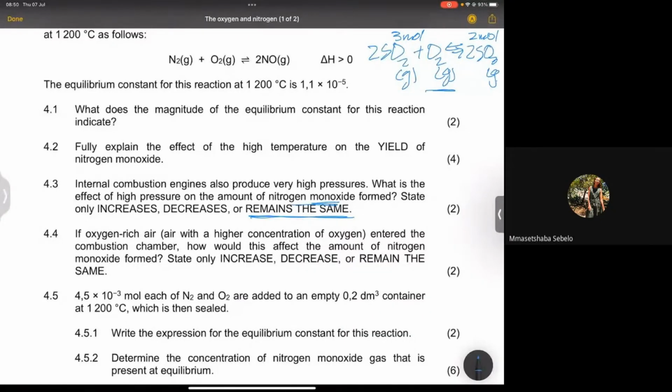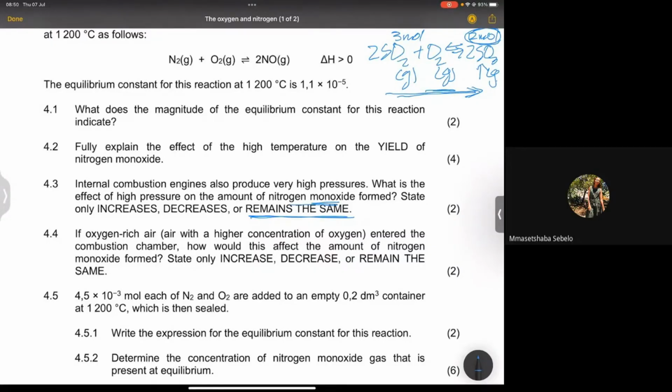So where do we have less moles? It's on the right-hand side. So in this case, when you increase pressure, you would favor the right-hand side. Why? Because there are less moles of gas. Okay? When you increase pressure, that is. So it means that SO3 would actually increase because you are favoring the forward reaction. Okay, so in that case, that is how we would apply it.